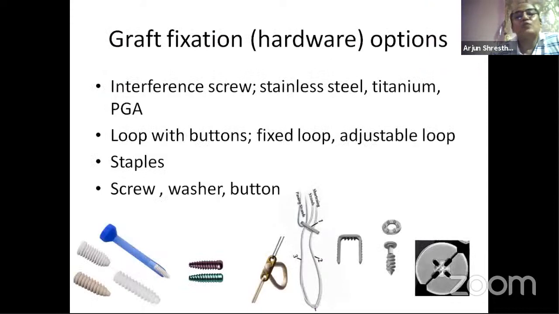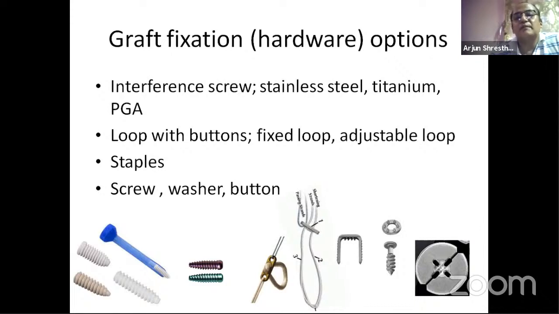There are many hardwares for graft fixation. It has come gradually. Decades back, we were using only the stainless steel interference screw or the titanium screw. Nowadays, several new hardwares have come to fix the graft. The metal interference screw still exists, but it has become obsolete. Now we are using titanium in some cases, and the other is the poly screws, for example PLLA screws or PGA. And the loop with buttons is also available for the suspension type of fixation.